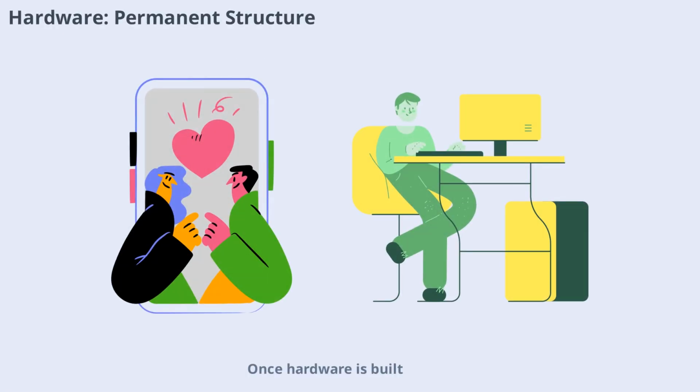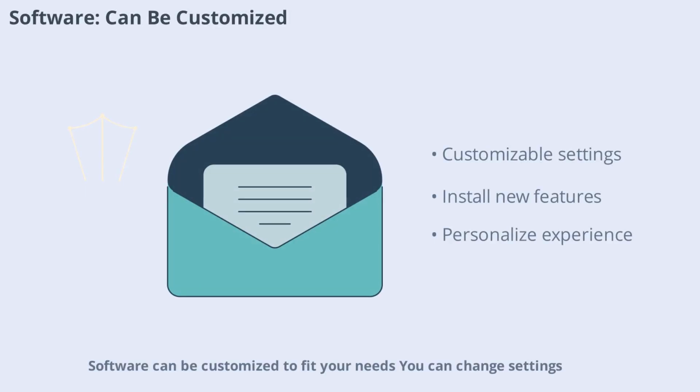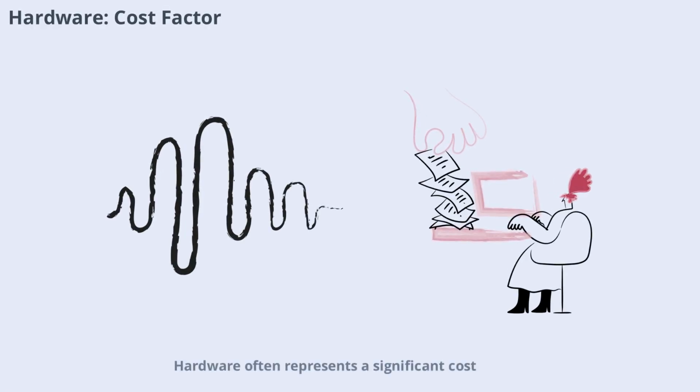Once hardware is built, its structure is permanent until it's physically changed or replaced. You can't add more keys to a keyboard or make a monitor bigger without buying a new one. Software can be customized to fit your needs. You can change settings, install new features, or even create your own programs to make your computer work exactly how you want. Hardware often represents a significant cost when buying or upgrading a computer.